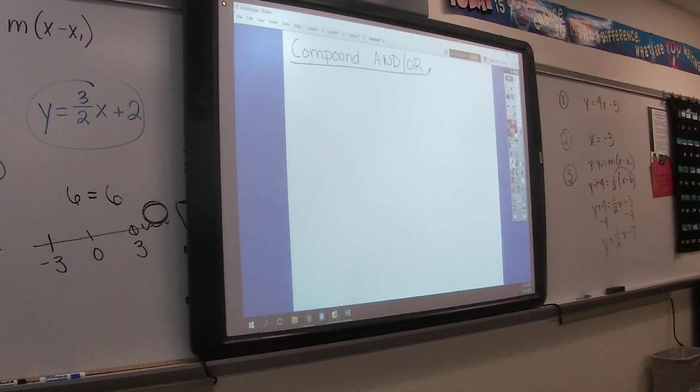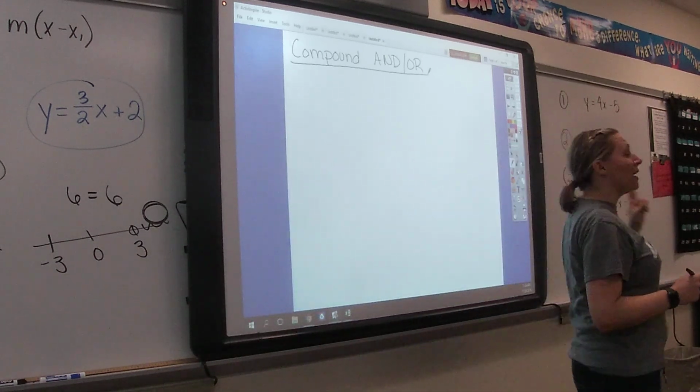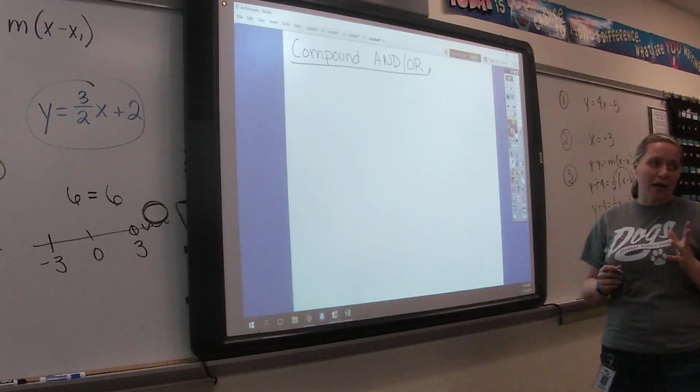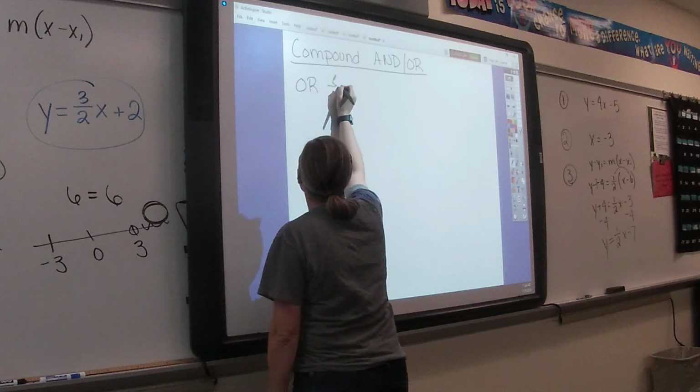Right? We're putting multiple things together. So that's exactly what's happening here. We are going to have two inequalities happening at the same time. And those two inequalities are going to be attached with either the word and or the word or. Okay, so this is the harder math piece to think about. I don't even know, this is the harder English piece to think about.